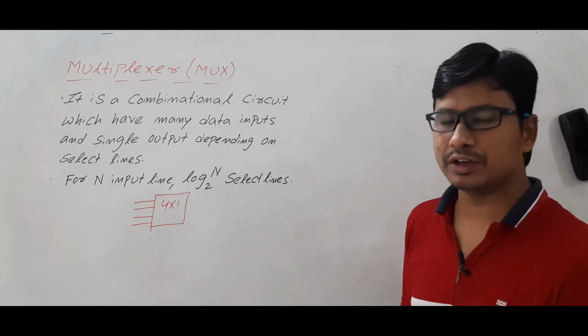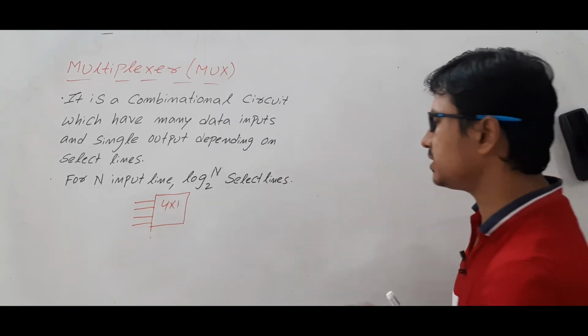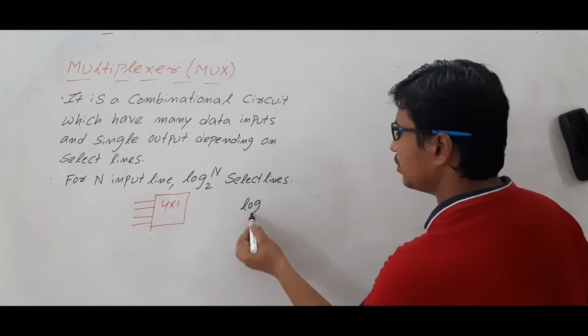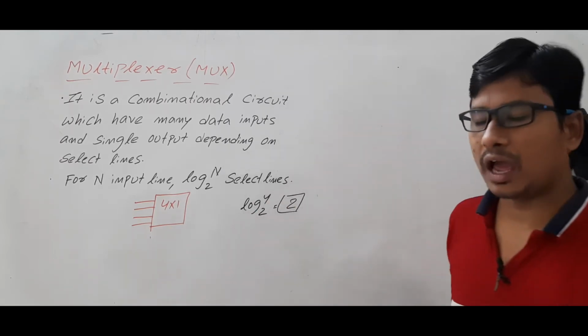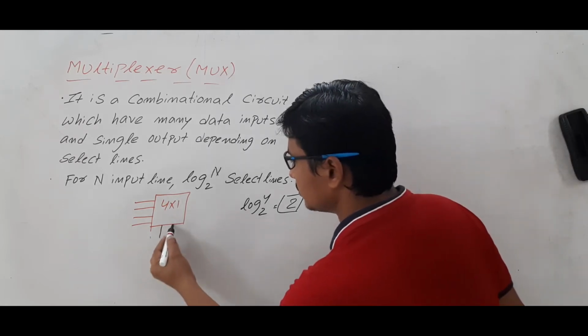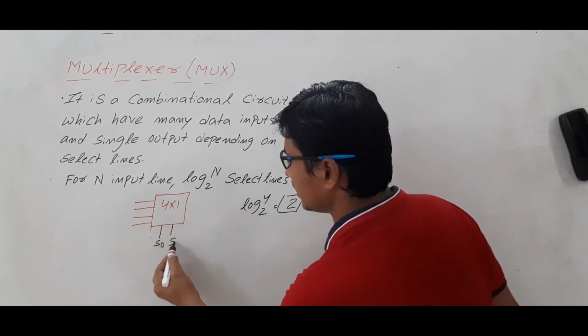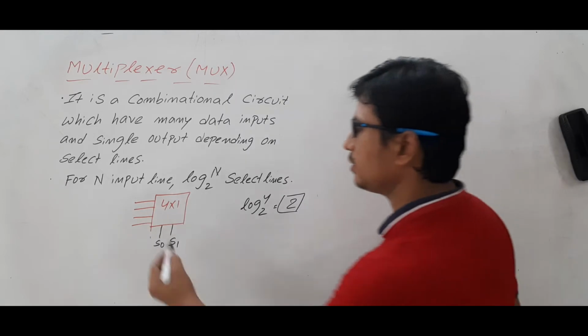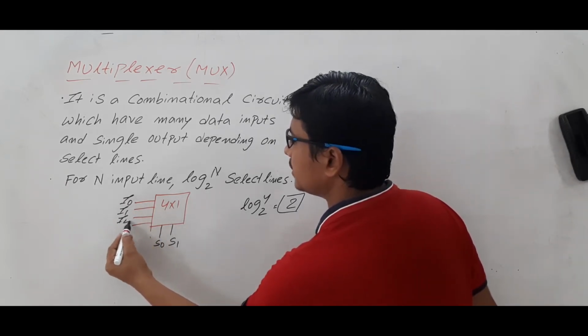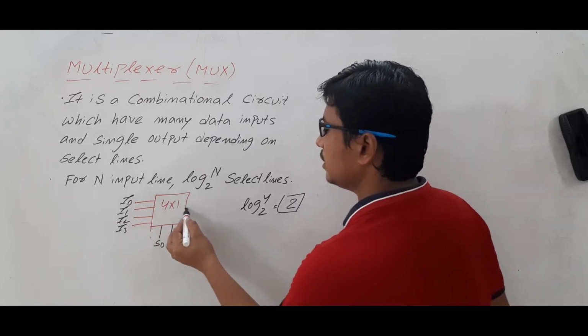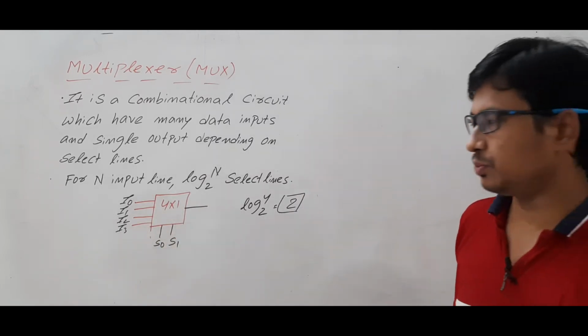If you have 4 inputs, how many select lines should there be? Log 4 base 2, which is equal to 2. So you should have 2 select lines, which are S0 and S1. Is it clear? And you will have 4 inputs, I0, I1, I2 and I3. You will have only one output line.